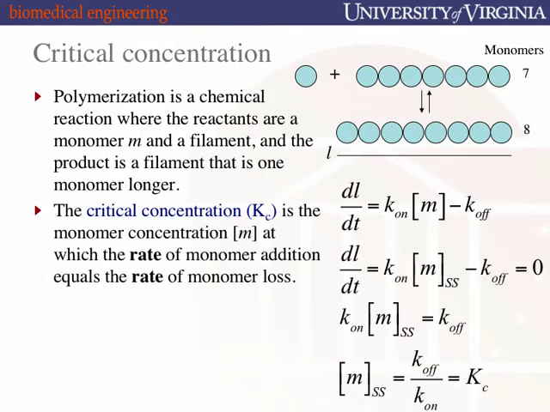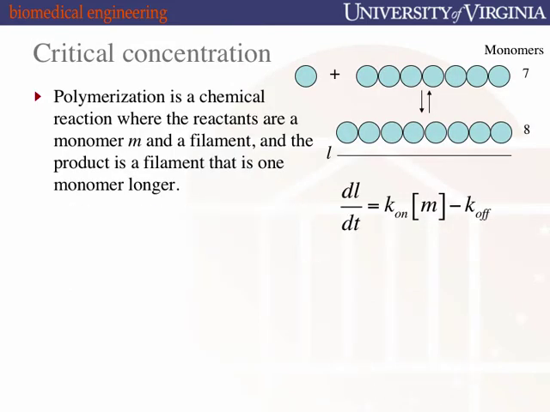Okay. All right. Went too fast. All right, so what that establishes is this concept known as a critical concentration. So we just defined this. Polymerization is a chemical reaction where the reactants are a monomer M, here's our monomer, and a filament. This filament happens to have 7 monomers in it. And the product, in this case, is a filament that's simply 1 monomer longer, right? So now this polymer is 8 instead of 7.